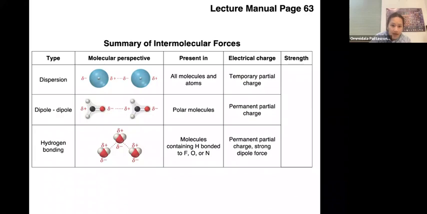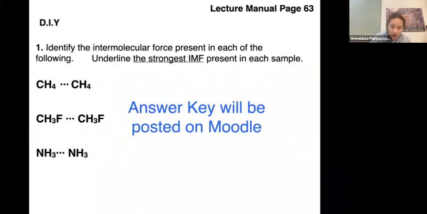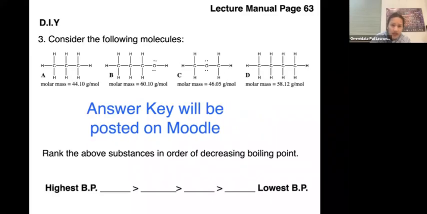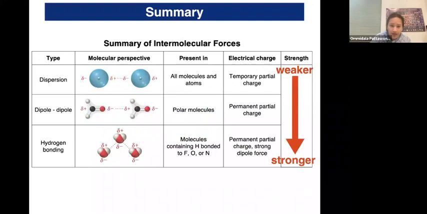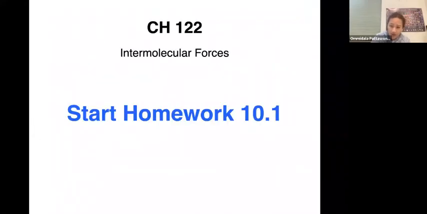Here's a summary of the IMF that we learned, with the strength going from the weakest to the strongest. Hydrogen bonding is stronger than dispersion and dipole. Here are more examples that you can work on. Practice these and then check your answer against the key that I will post on Moodle. Here's a summary for this chapter that will help you do your homework, so start working on your homework as soon as possible.